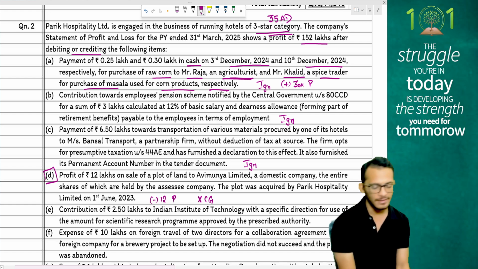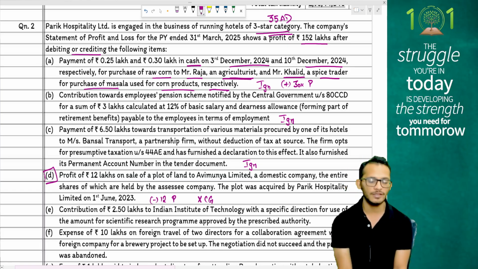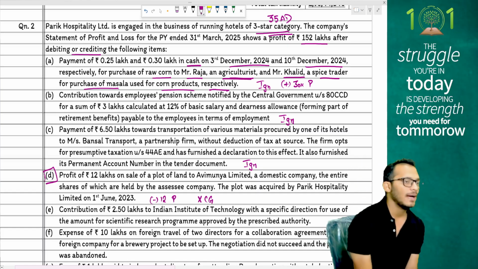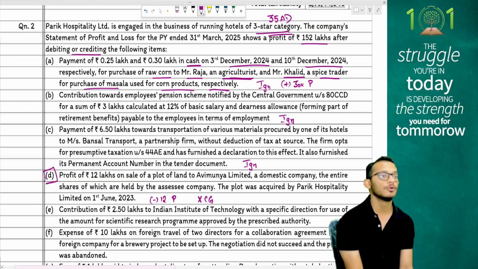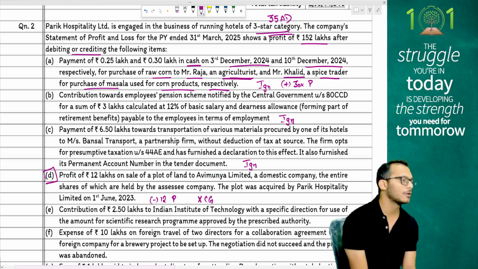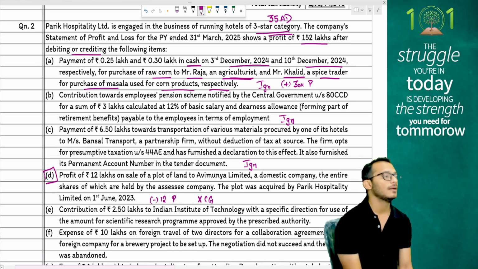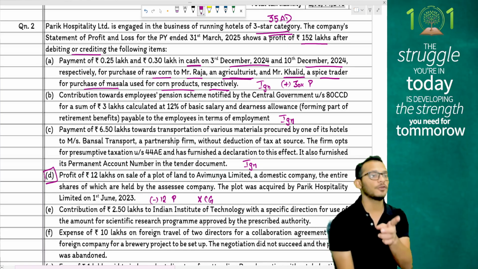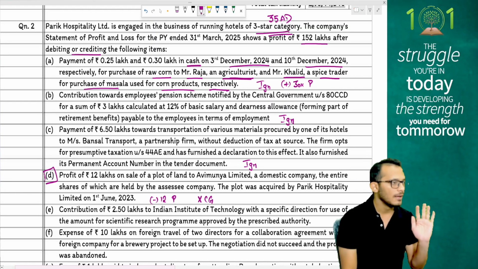Clear? Next, contribution of 2.5 lakhs has been made to Indian Institute of Technology with a specific direction for using the scientific program research approved by prescribed authorities. I've made donations to scientific research. Rules of donation says 100% allowed as deduction except for land. However, donations are not allowed if you are opting for special regimes. I am doing normal regime, so therefore 100% allowed as deduction.